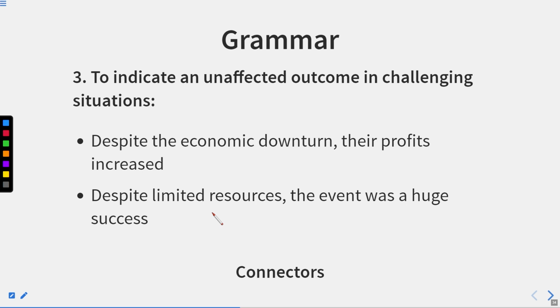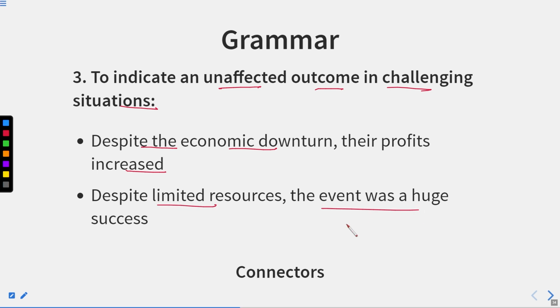Now, we'll discuss another point, that is to indicate an unaffected outcome in challenging situations. Despite the economic downturn, their profits increased. Now you can see that we have read such examples in the case of in spite of as well. So in spite of and despite, they both are the same. The basic difference is the use of "of" with in spite and not with the word despite. Otherwise both words are the same.